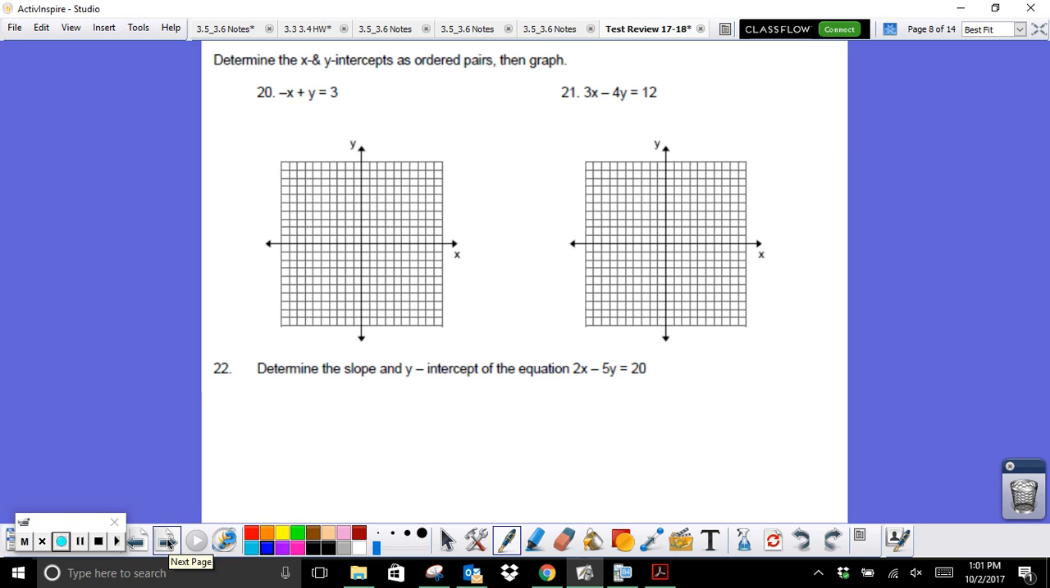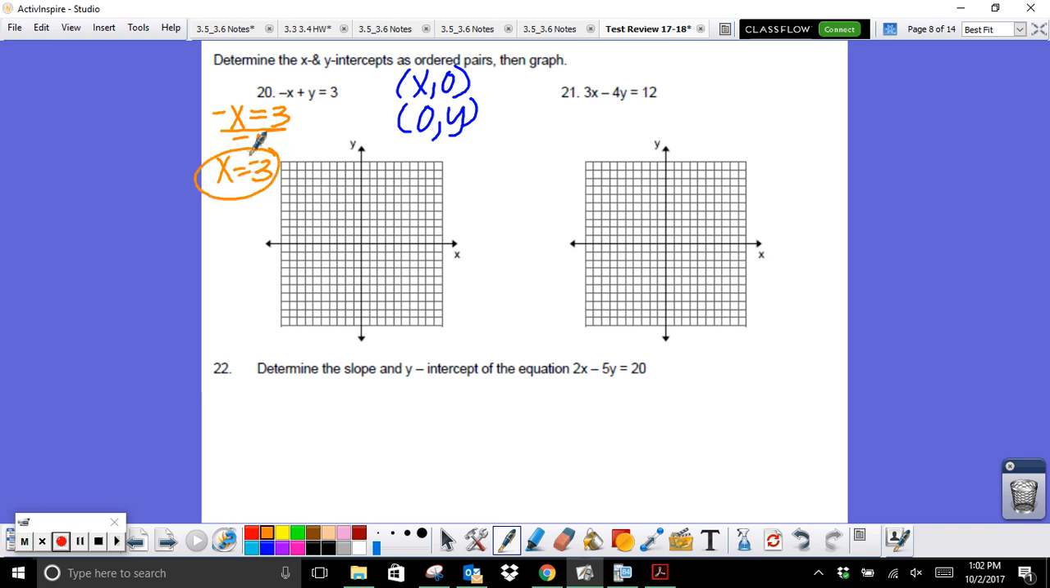Okay, so remember with an x-intercept, we know y is 0. With a y-intercept, we know x is 0. It's important when we're doing these. So if I'm looking for an x-intercept, I'm going to plug 0 in for y. So I have negative x. If I plug 0 in, that's going to be gone. So equals 3. Divide by negative 1, so x equals negative 3.